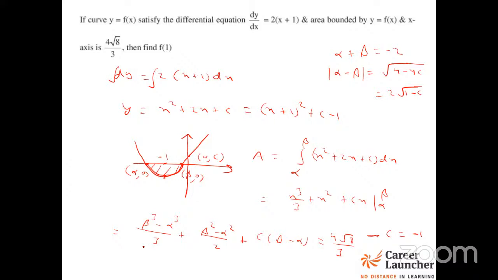So once we get the value of c as minus 1, what will the function become? f of x will become x square plus 2x minus 1. Now what about f of 1? Substituting x equal to 1, the value becomes 2. Yeah, next. The value of this function is given.